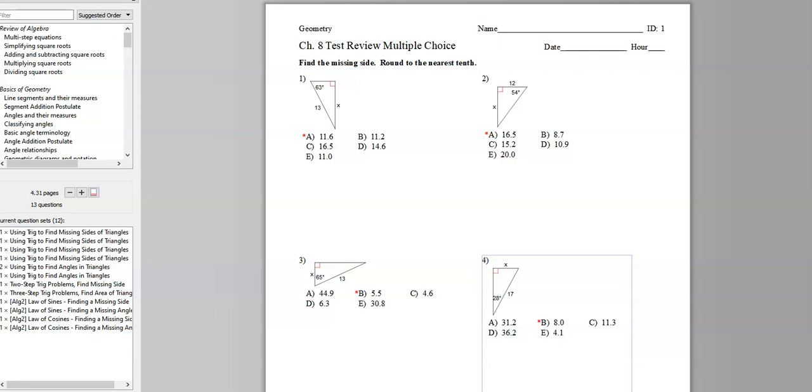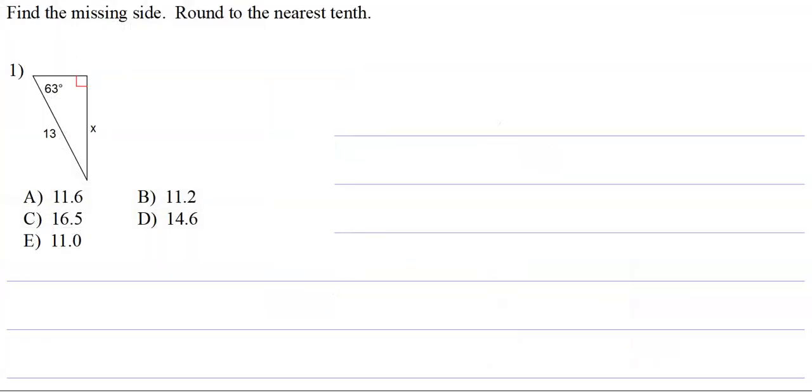All right, Chapter 8 test review, multiple choice section. So let's just jump right into this and get after it. Number 1, it says find the missing side, round to the nearest tenth.